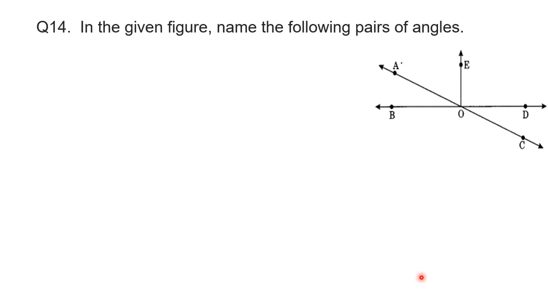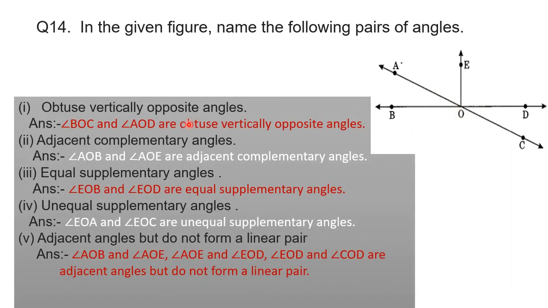Now next, question number 14. In the figure, name the following pairs of angles. Now we have to identify the pair of angles. First, obtuse vertically opposite angles.